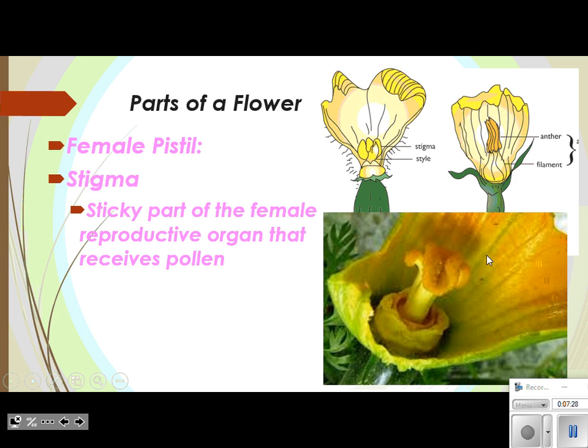It flies to another flower, lands on that flower, and bumps into the stigma. When it bumps into that stigma, that sticky part of the stigma gets the pollen off of the bee. And then all of a sudden, that bee has now been a pollinator. It has taken the pollen from one flower to another flower. And we're going to have the reproductive parts starting to occur. Okay? So the stigma is that sticky part of the female reproductive organ that accepts the pollen.